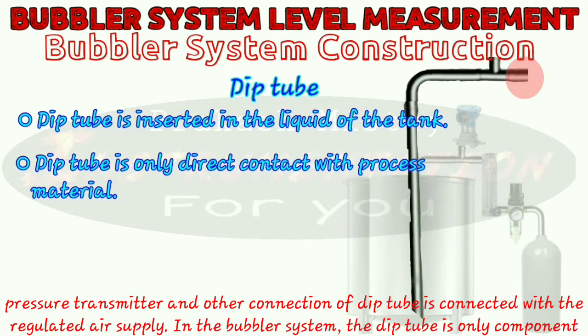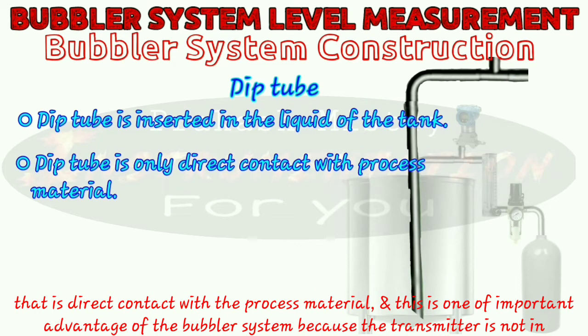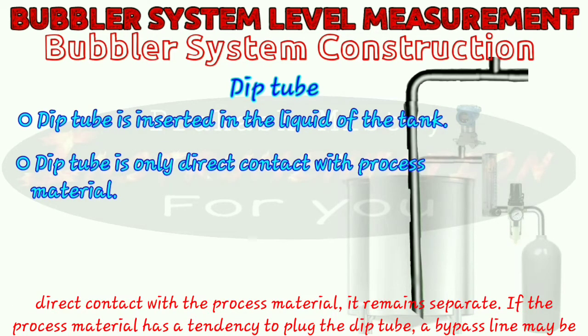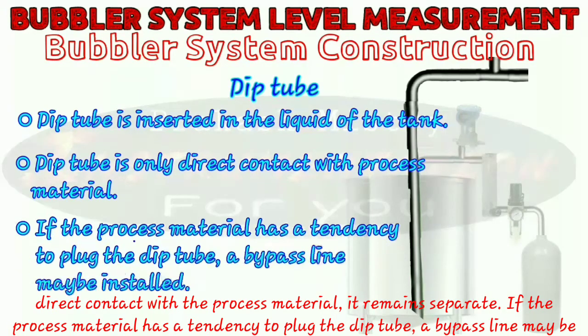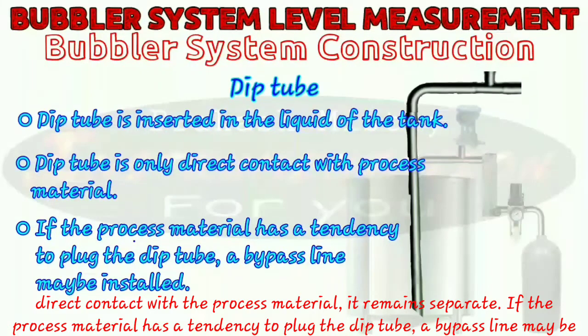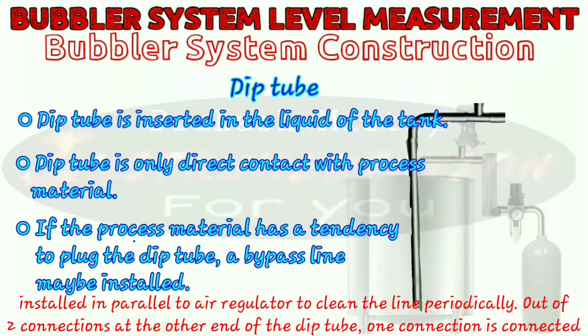In the bubbler system, the dip tube is the only component that is in direct contact with the process materials, and this is one of the important advantages of the bubbler systems because the transmitter is not in direct contact with the process material. It remains separate. If the process material has the tendency to plug the dip tube, a bypass line may be installed in parallel to the air regulator to clean the line periodically.